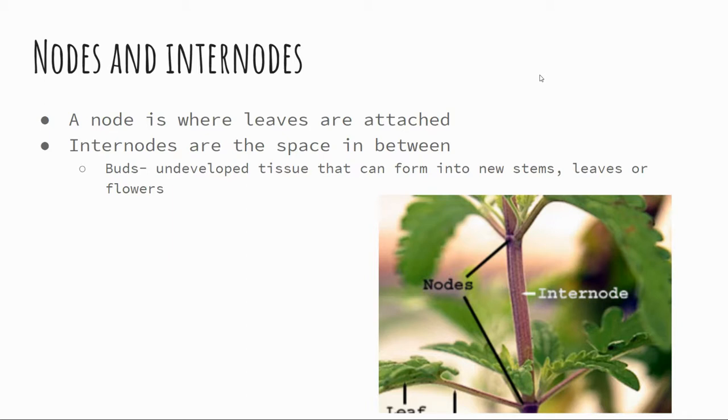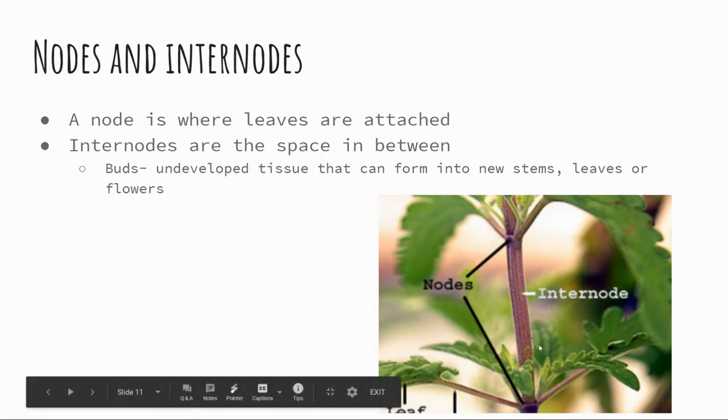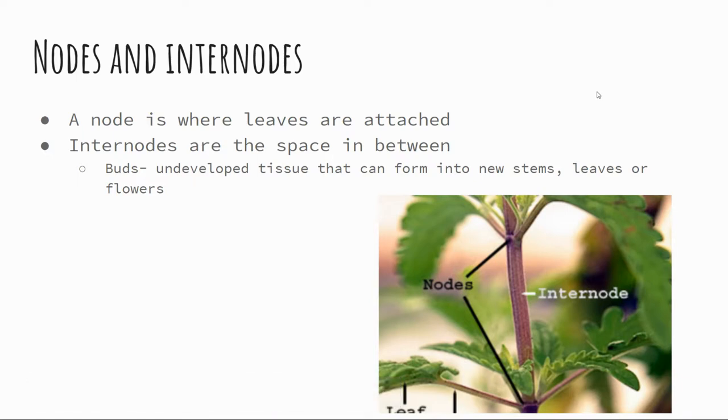Nodes and internodes. A node is where a leaf or leaves are attached, and internodes are the space in between nodes. Buds are undeveloped tissues that can form into new stems, leaves, or flowers. So here's a node, and here's a node, and the space in between those is an internode. Okay, so if you've got any type of stem you can look at, you can pick out nodes and internodes pretty easily.